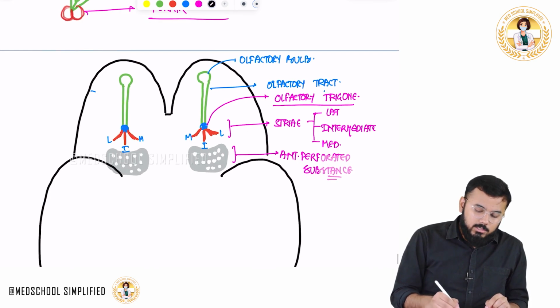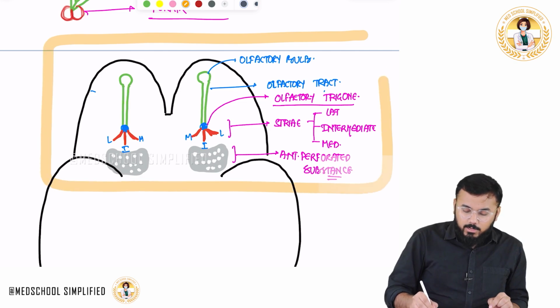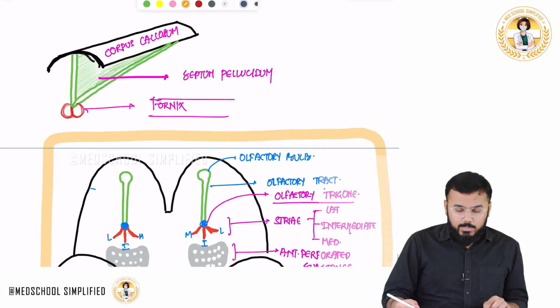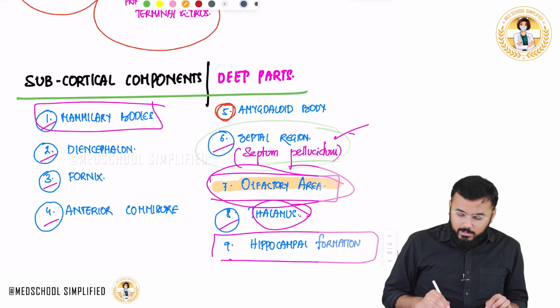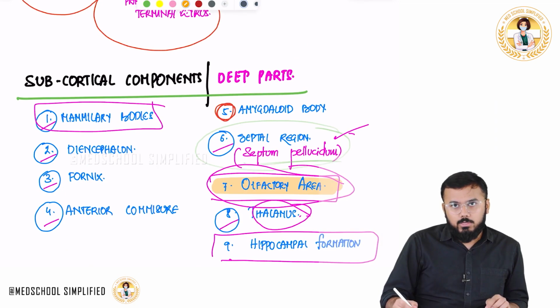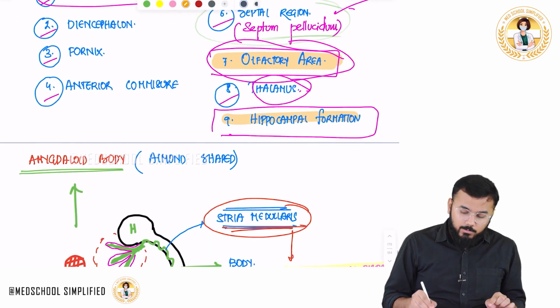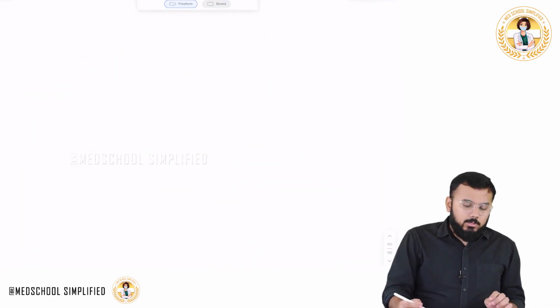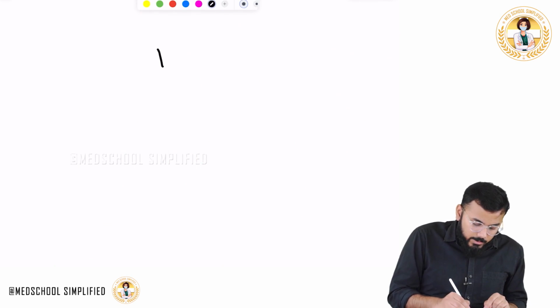So these structures which I have just explained you here comprise your olfactory area. Now we understood what is olfactory area. At last we have to discuss what is called as your hippocampal formation, right? So what is your hippocampal formation? Again I have to draw the inferior surface of the brain.